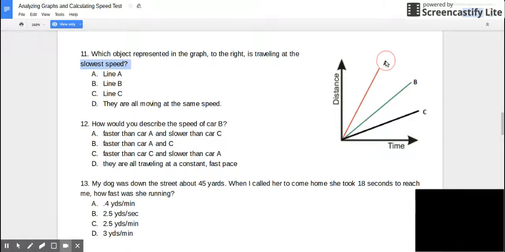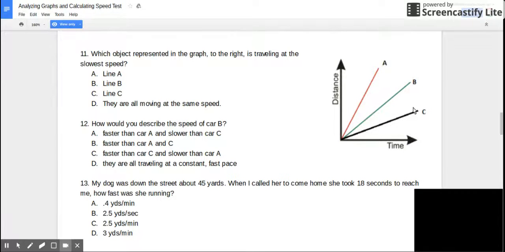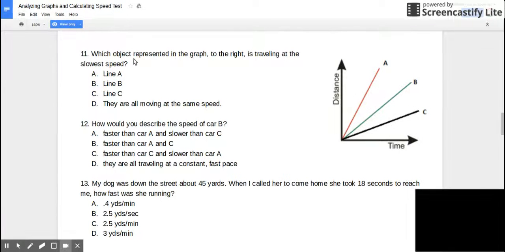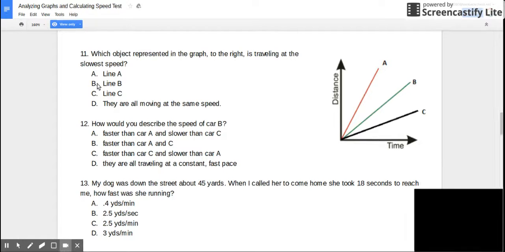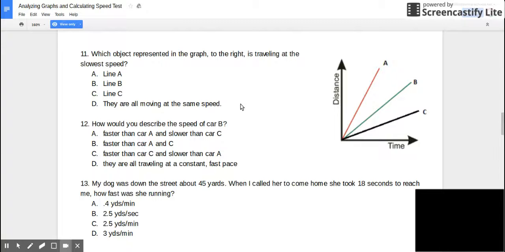Now number 11. You have line A here, then line B here, and then line C here. Number 11 says, which object represented in the graph to the right is traveling at the slowest speed? Is it A, line A, B, line B, C, line C, or D, they are all moving at the same speed.